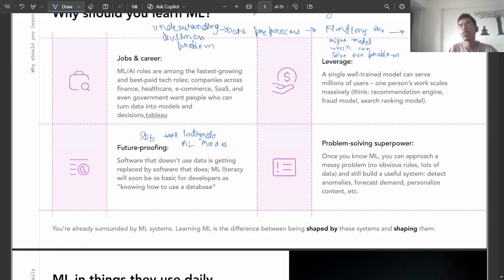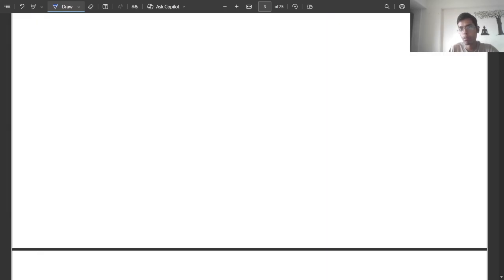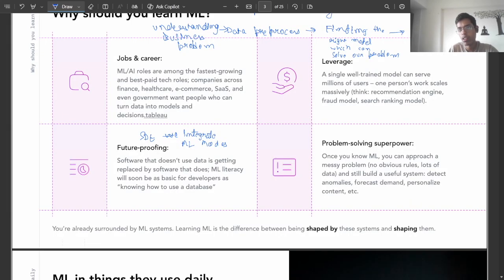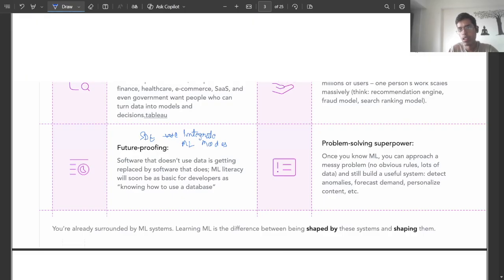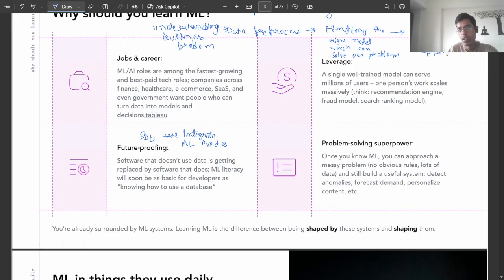Then you can say iterative development happens. Iterative development, as in any product development.